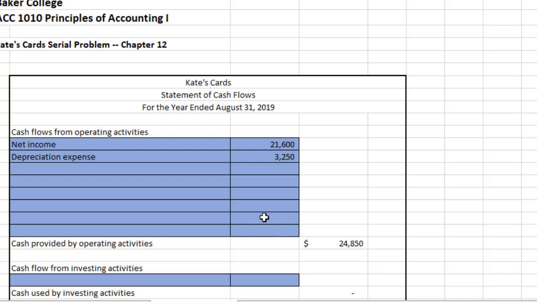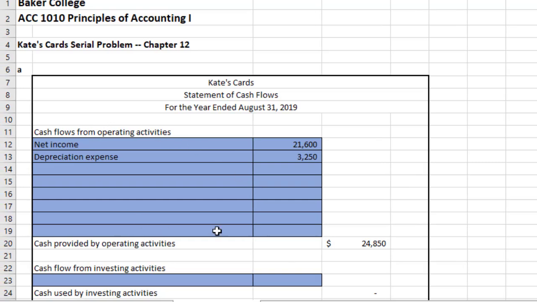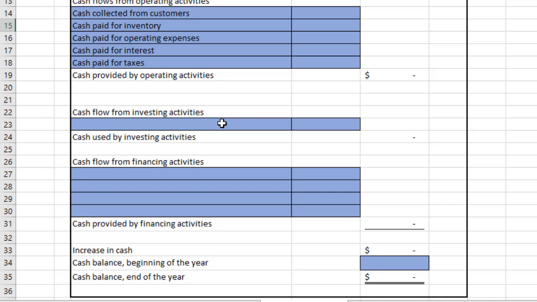Now the difference between the indirect method for Part A and the direct method for Part B is only in the operating activities. In other words, your operating activities are going to be the same number in total, but your way to calculate them is different. Now, the way to calculate your investing and finance activities will be the exact same.